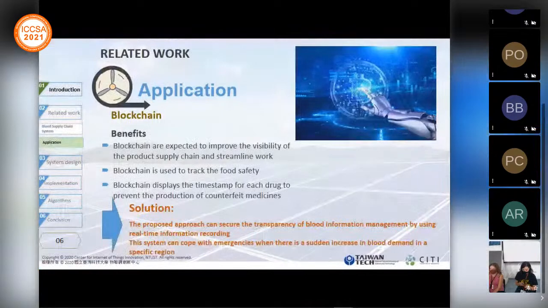So, from those influential research, the application of blockchain technology in this field is indisputable, with some aspects highlighted such as improving blood supply chain visibility and streamlining workflow, tracking and timestamp visibility, which prevent the production of counterfeit medicines. The solution we propose can ensure transparency of blood information management by using real-time blockchain. This system can deal with emergencies when the blood demand suddenly increases in a specific area.